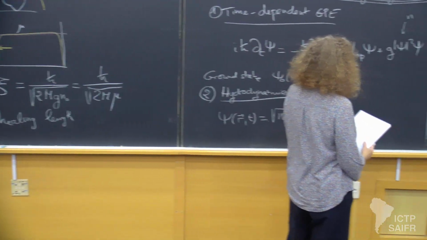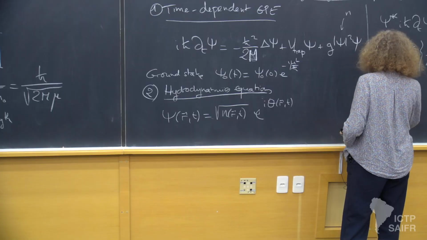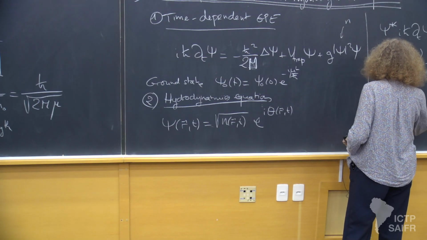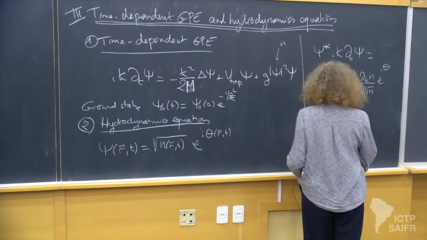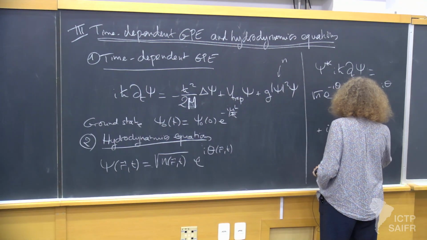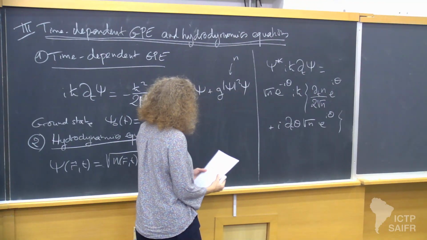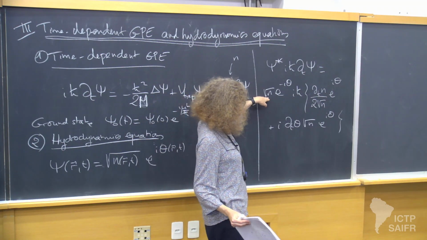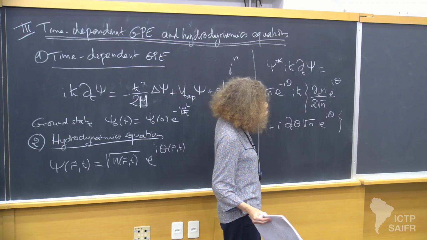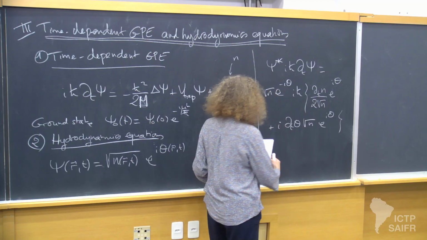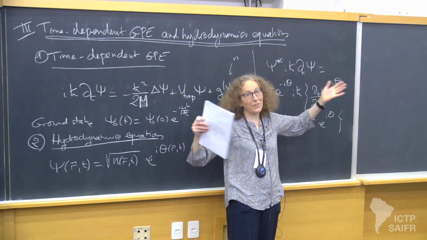And the term with theta is just i d theta over dt, and then I keep my square root of n e to the i theta. Okay? So now when I multiply by this guy, these two will cancel, and these two will multiply and give me n. And all the e to the i theta, of course, will cancel. That's the idea.